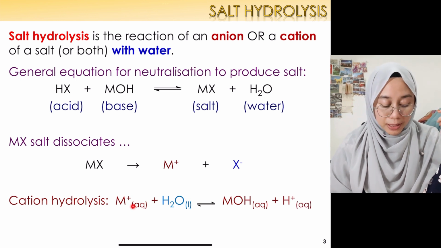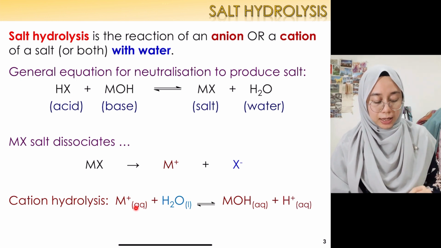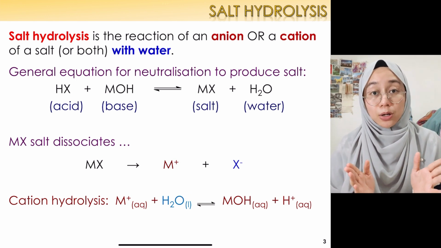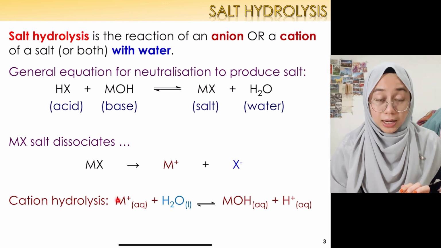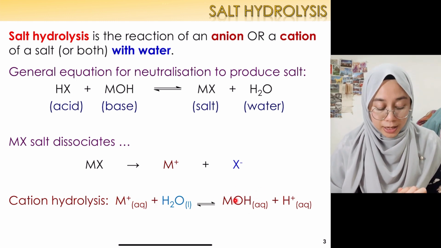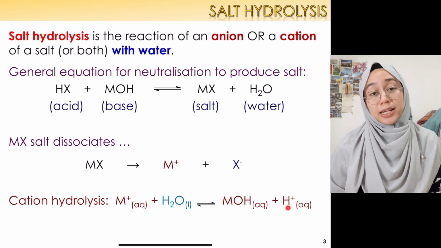Okay, so M plus dekat sini apa yang berlaku dekat dia adalah, so H2O kan water, kalau dia dissociate kita akan dapat H plus dengan OH minus kan. So siapa yang akan react dengan M plus? So of course OH minus. So kita akan dapat MOH lah. Okay, and then yang H plus yang baki tu so dia tinggal seorang kat sini.